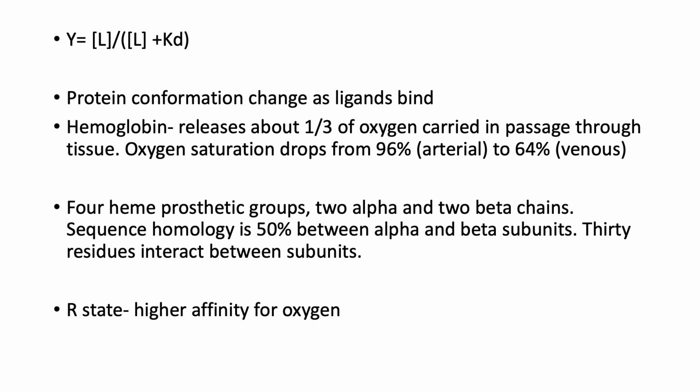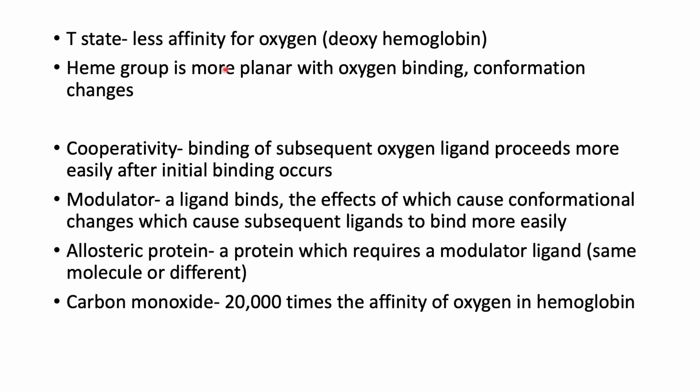R state is the situation where you have a higher affinity for oxygen, and the T state less. So R is sort of relaxed and T is tense. The tense state, which is deoxyhemoglobin, has less affinity for oxygen. As oxygen binding occurs, the heme group becomes more planar, the conformation changes. Cooperativity, which is low with the initial binding, increases, so it's easier for subsequent binding of oxygen to occur after the initial binding occurs. This is a mathematical relationship you can produce.